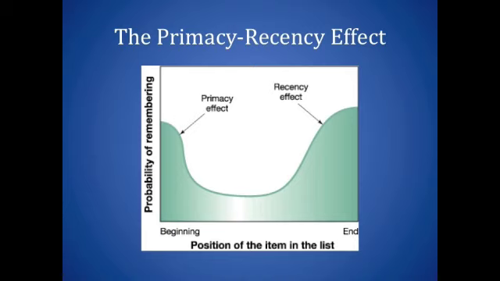The primacy-recency effect. When given a string of words or numbers, we remember best the items at the beginning of the list and second best the items at the end of the list. The hardest to remember are the items in the middle. This is called the primacy-recency effect.